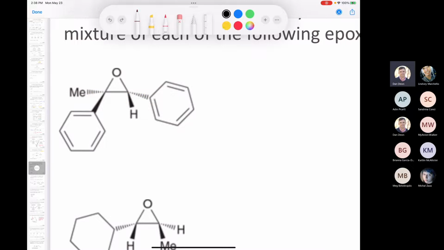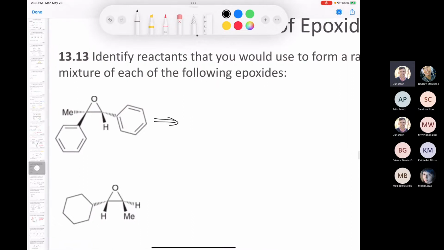Thinking about that in terms of retrosynthesis, that would mean that whatever my alkene is, I'm going to have one phenyl group going in the back, and I'm going to have the other phenyl group coming out in front. So you see that on the side that's got this phenyl ring that's pointing out, you also have this hydrogen. That means you're going to have a hydrogen out here.